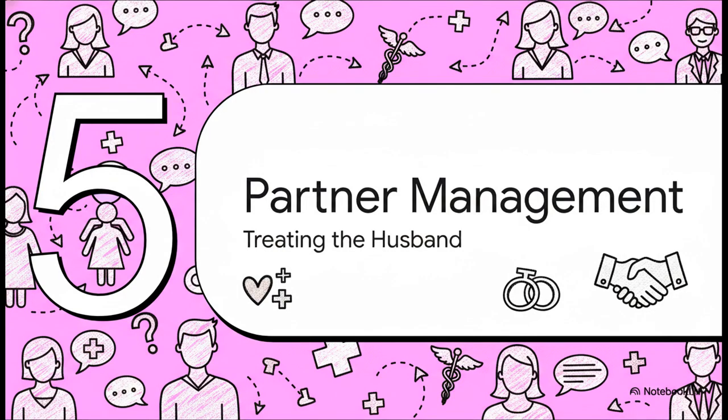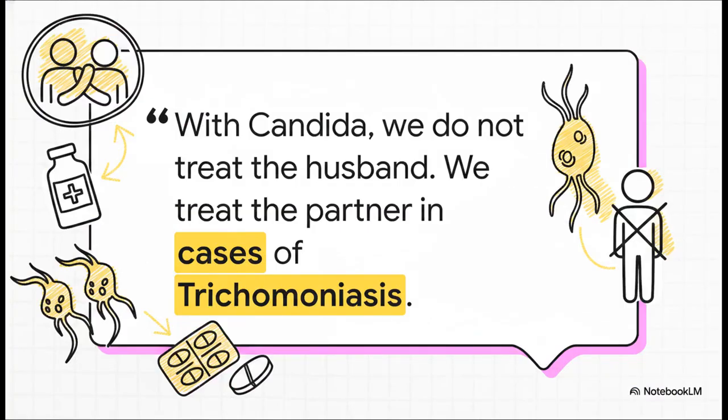Section 5. The Partner Management Rule. Who else needs medication? This is a critical clinical question every GP has to answer before the patient leaves the clinic. What about the partner? The crucial point is making this golden rule stick. Because trichomoniasis is a sexually transmitted infection, the sources are crystal clear. It absolutely requires the partner to be treated. And they must take the exact same 4-pill, 2-gram single dose. If you skip this, the infection is just going to bounce right back.